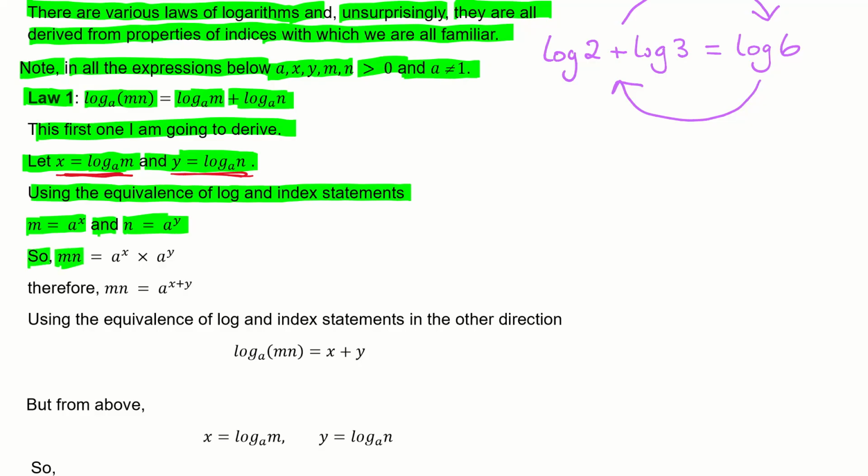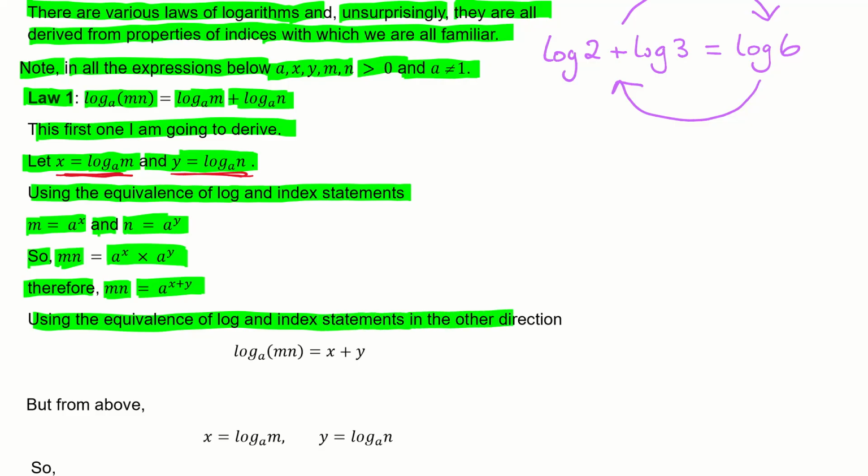So m times n is a to the x times a to the y. And we can just use our index laws on that. So therefore, mn is a to the x plus y. Remember the multiplication index law where we add the indices. Using the equivalence of log and index statements in the other direction, log to the base a of mn would be x plus y. So we have mn is a to the x plus y.